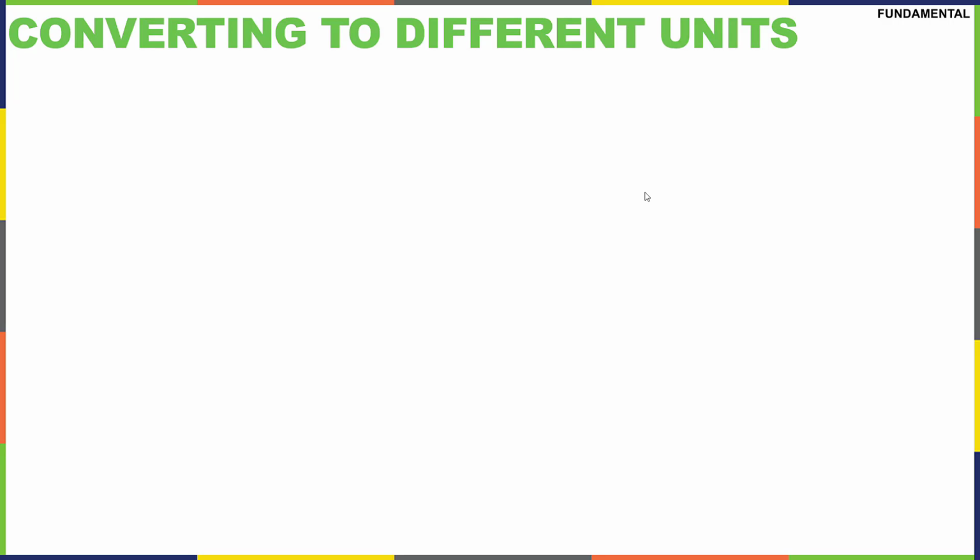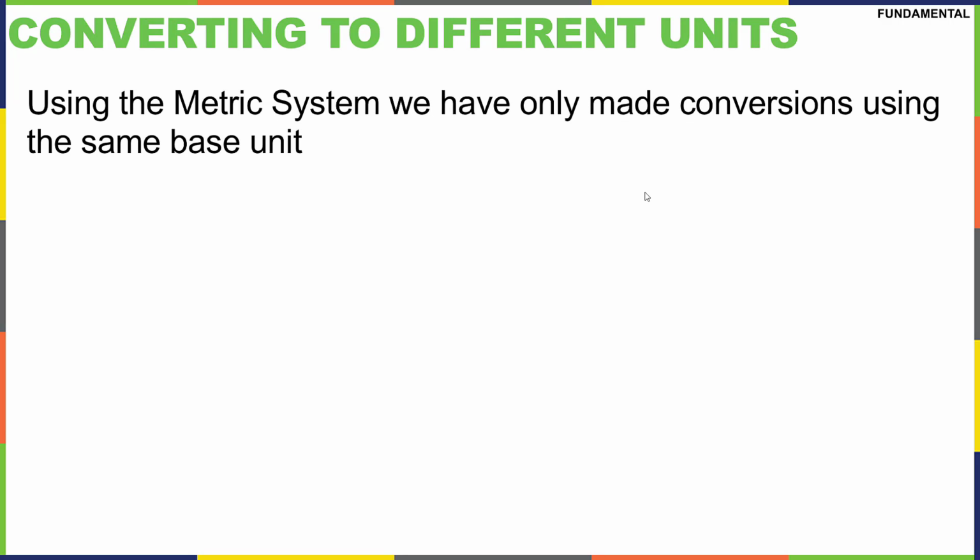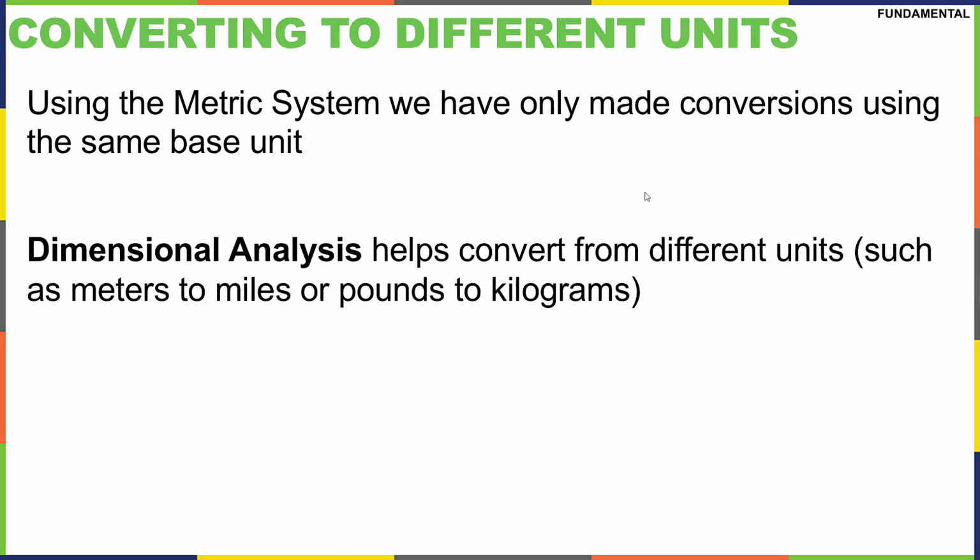So in the last video, we talked about the metric system and how to convert between different prefixes using the same base unit. And we'll do that a little bit more today to some extent, but we're also going to talk about how we can convert from the metric system to English standard units, or the units, again, that we're more familiar with today, or vice versa. And we're going to use something called dimensional analysis.